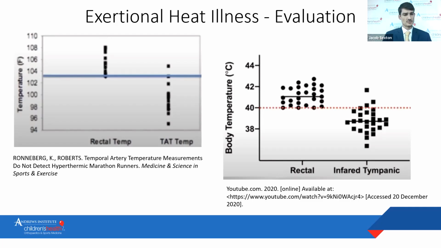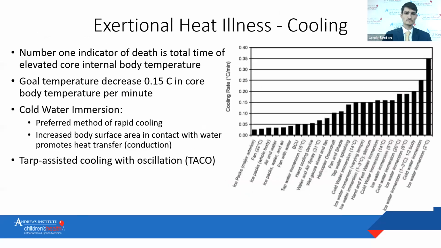they had both a rectal temperature and a temporal arterial temperature performed on the left image. And on the right image, they had a rectal temperature performed and an infrared tympanic thermometer reading. As you can see with both, there's a significant difference between the two, approximately 2 degrees Celsius, noted in both of these studies, which helps emphasize and solidify the importance of a rectal temperature when suspecting and dealing with exertional heat related illness.